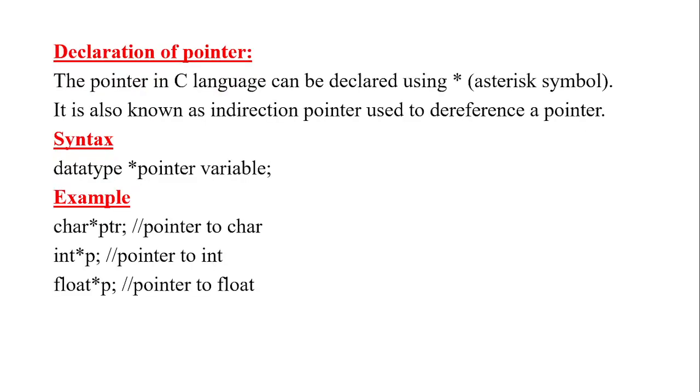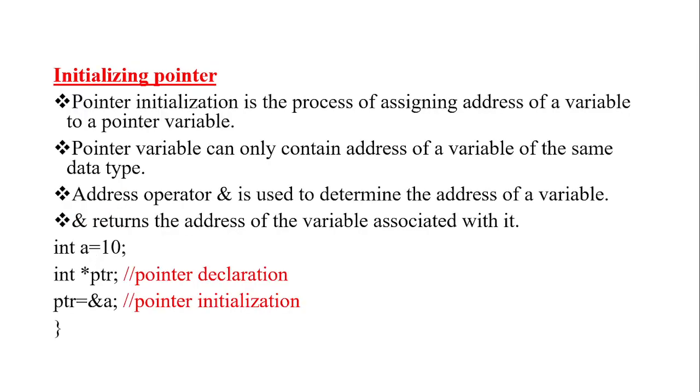Declaration of a pointer. How to declare a pointer? So how will you declare a variable? Data type, variable name. So int a or char c. So here, data type, star, pointer variable, right? So char *ptr, you call it the indirection pointer, used to dereference a pointer. Int *p. So the first one is of character type, the second one is integer type, the third one is float type. So a pointer is a variable whose value is the address of another variable of the same type.